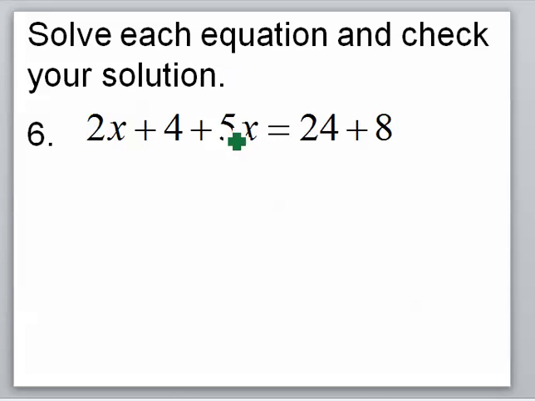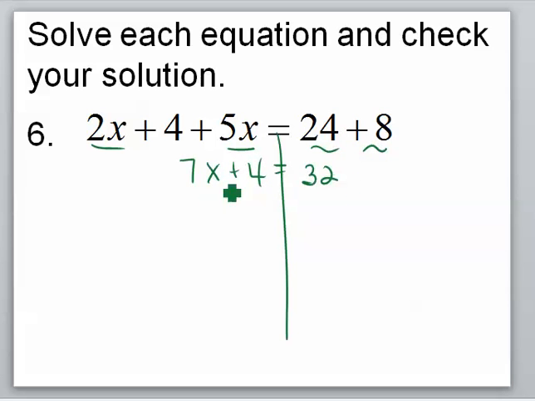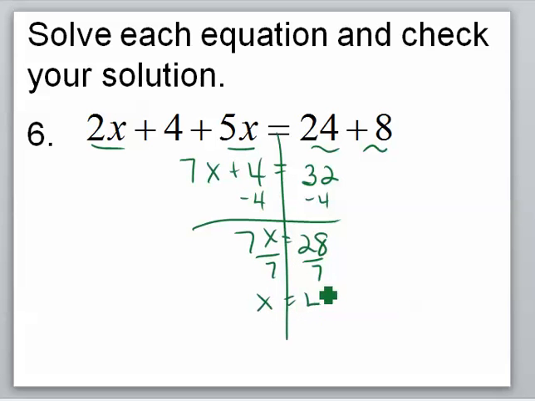Last problem of the normal ordinary type. I've got like terms on the left-hand side, which gives you 7x plus 4. On the right-hand side, I also have like terms, which gives you an answer of 32. From here, I'm going to get rid of the positive 4 by putting a negative 4 on both sides. I'm going to subtract it, which gives me 28. I'm going to divide by 7, which would give me an answer of 4.